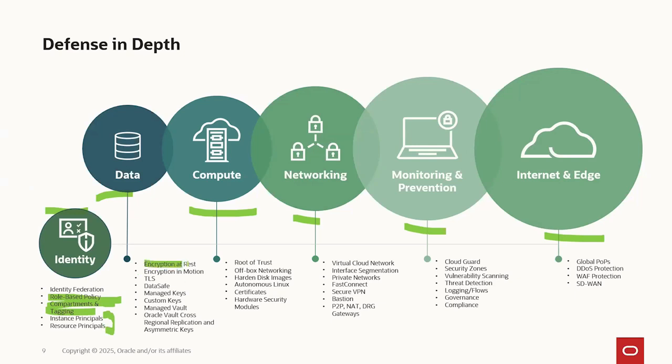Data, we have encryption at rest and in motion, Data Safe, managed vault, and more. Compute, we have our off-box networking, which we'll be discussing next. We also do certificates and hardware security modules. Networking, we have our virtual cloud network, private networks, FastConnect, secure VPN. For monitoring and prevention, we have Cloud Guard, security zones, and vulnerability scanning. And then internet and edge, we have DDoS protection, web application firewall protection, and more.